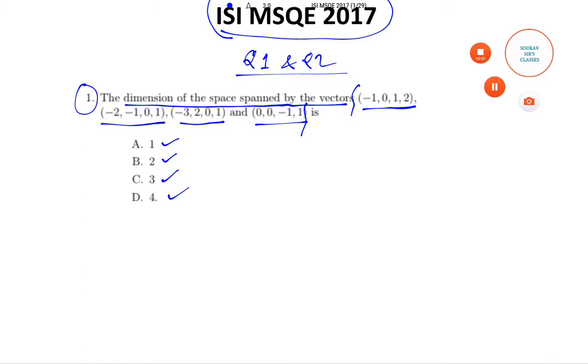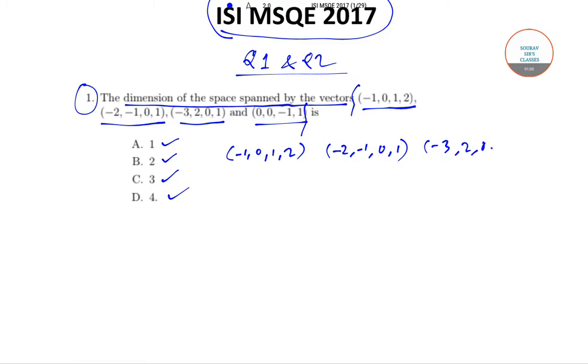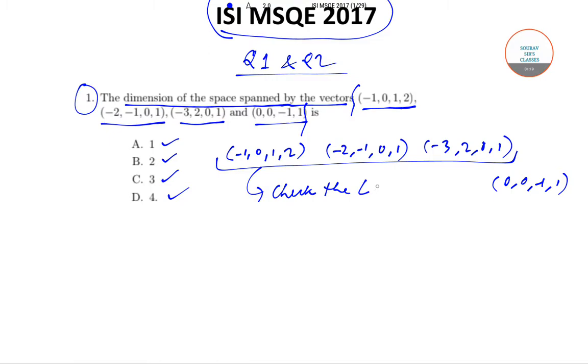So these are the four. Let us write down these four vectors. The four vectors are (-1, 0, 1, 2), (-2, -1, 0, 1), (-3, 2, 0, 1), and the fourth vector is (0, 0, -1, 1). What we'll do is first we'll check out the linear dependence and independence. Check the linear independence or linear dependence of these three vectors.